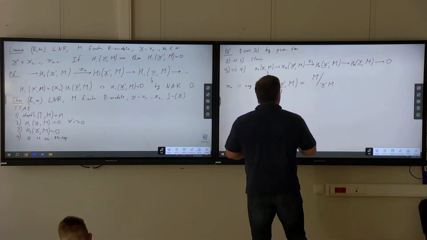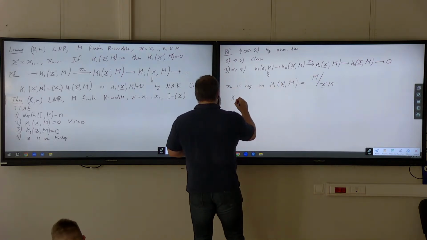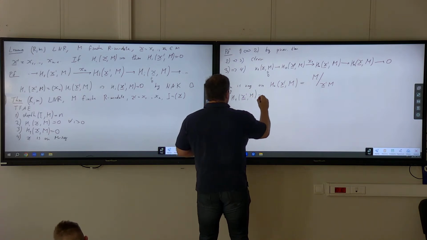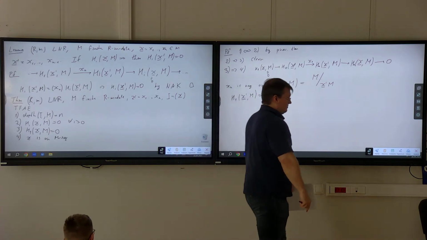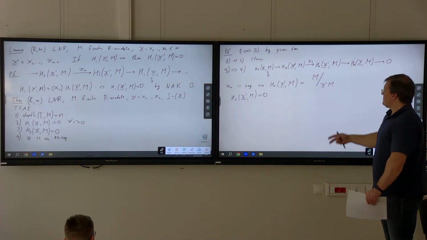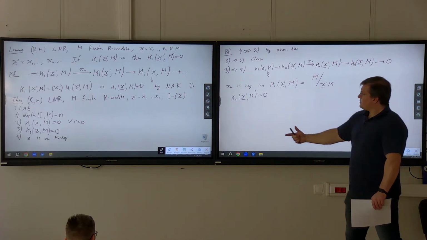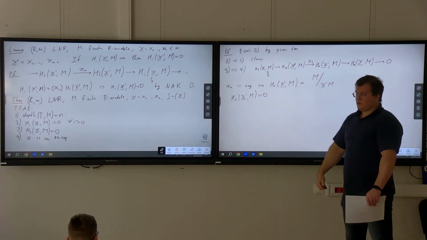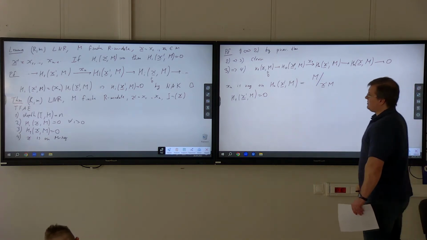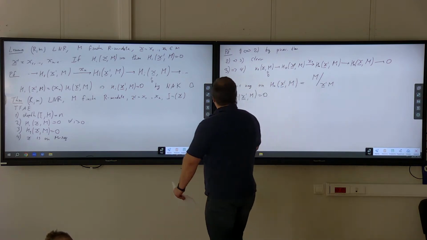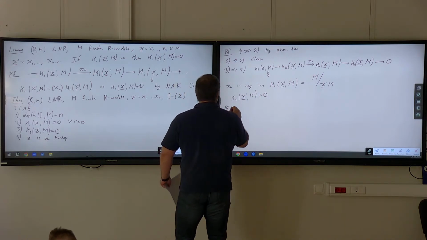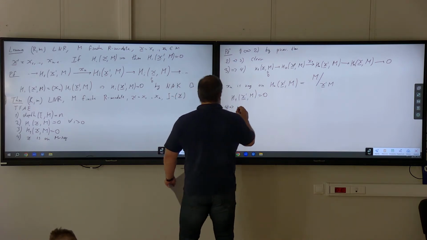And by the lemma, h1 x prime m is also 0. So we can continue doing this induction, but for the sequence of n minus 1 elements. And continue, and get that the sequence is regular. Okay, so this is 3 implies 4, and finally 4 implies 1.